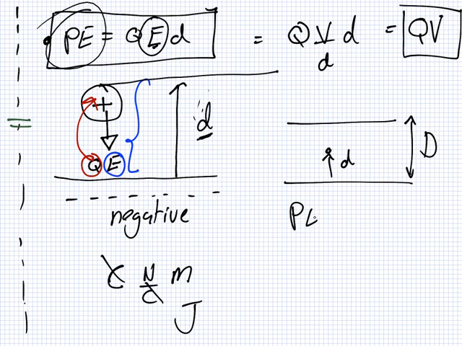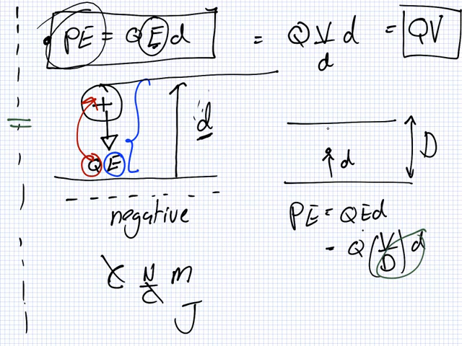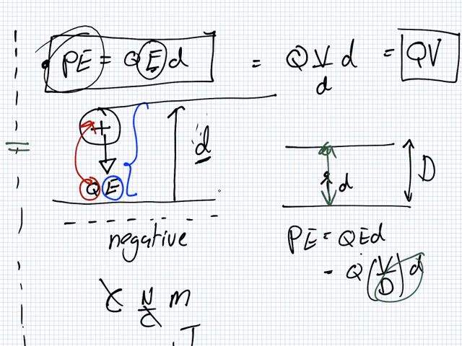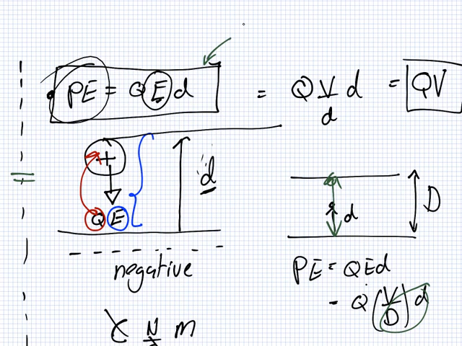So the potential energy is QED, but this E, what's the formula for E? V over D. And they only cancelled previously because I used the full length. But if it was in the middle, it wouldn't happen like this. So you can use this anytime, but you can only use this when it's at the top. Please be careful about that.